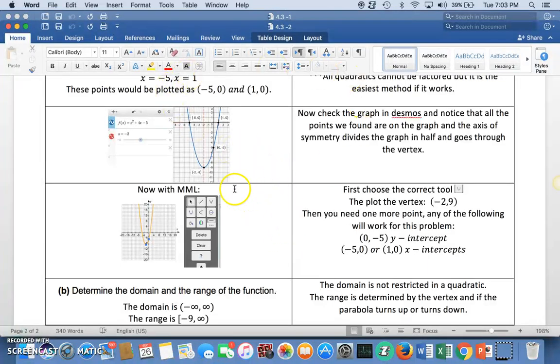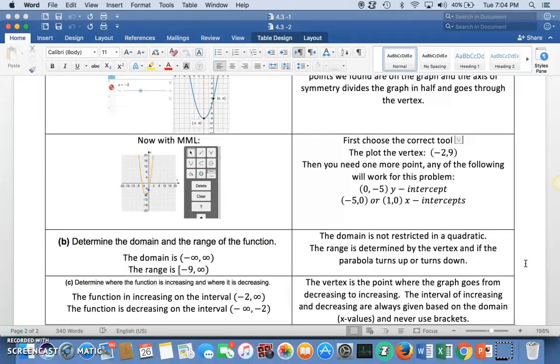Now you're supposed to graph it with MyMathLab. First, choose the correct tool. Then you will plot the vertex first. Then you will need to plot any of the other points. You can plot the y-intercept or one of your x-intercepts. You only have to plot the vertex and one more point.